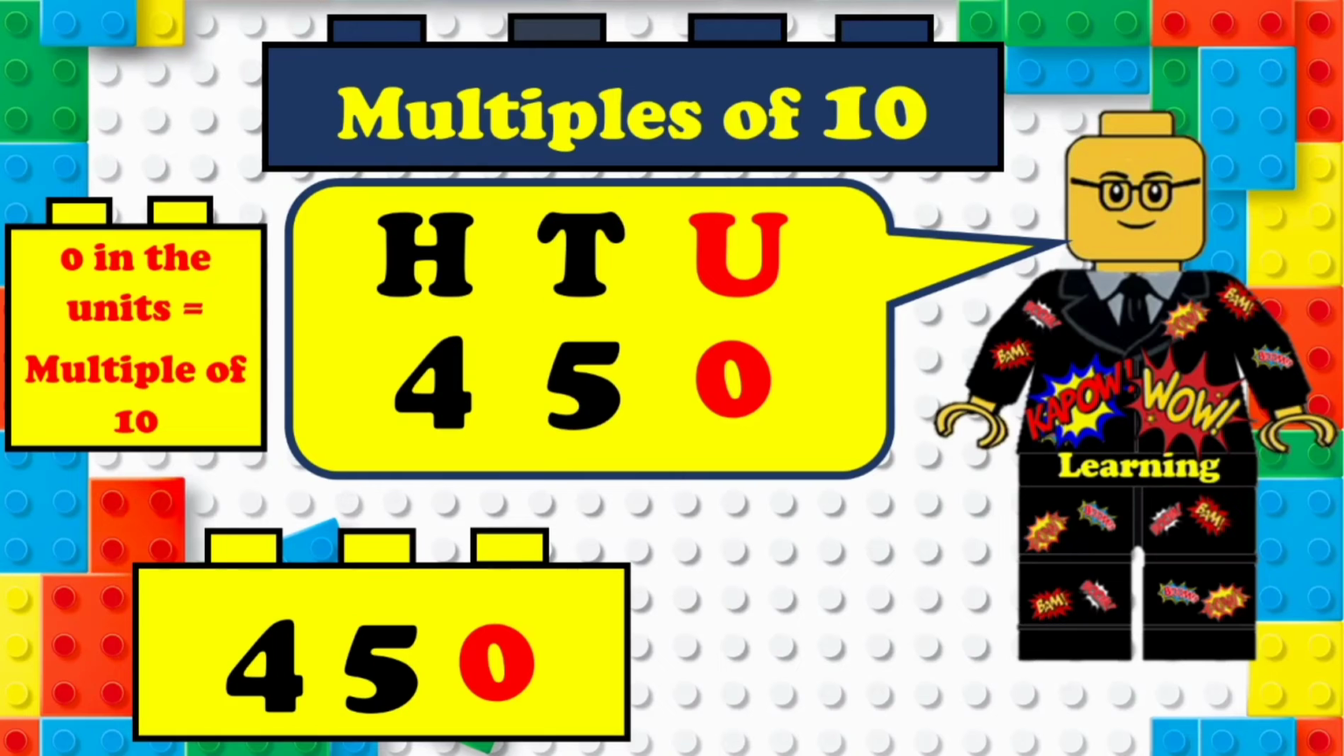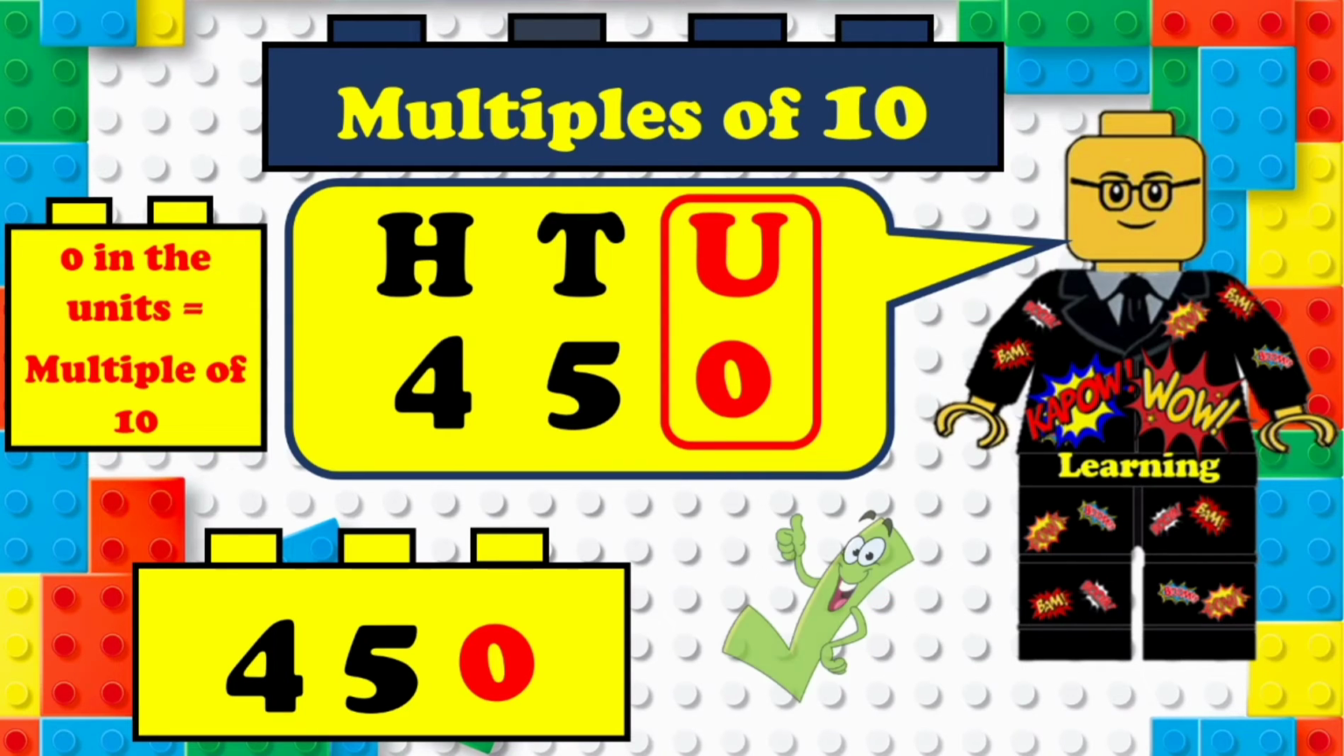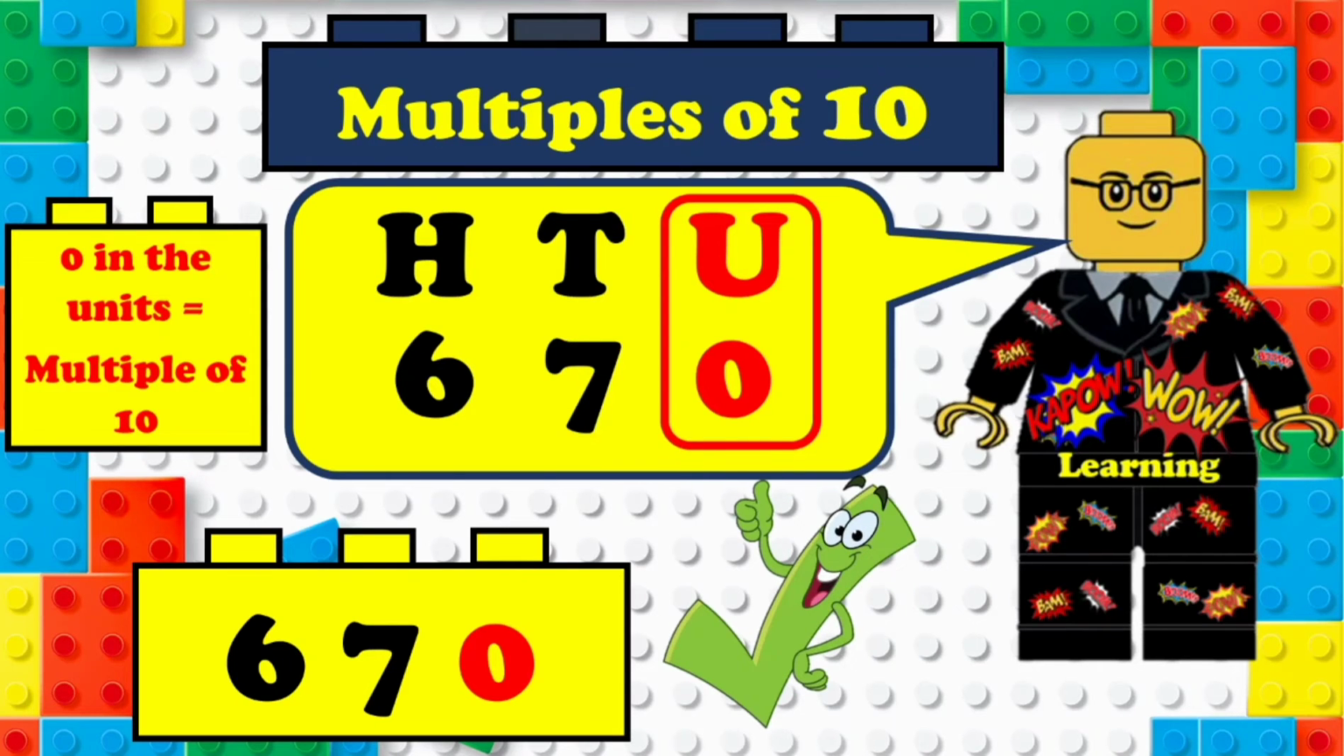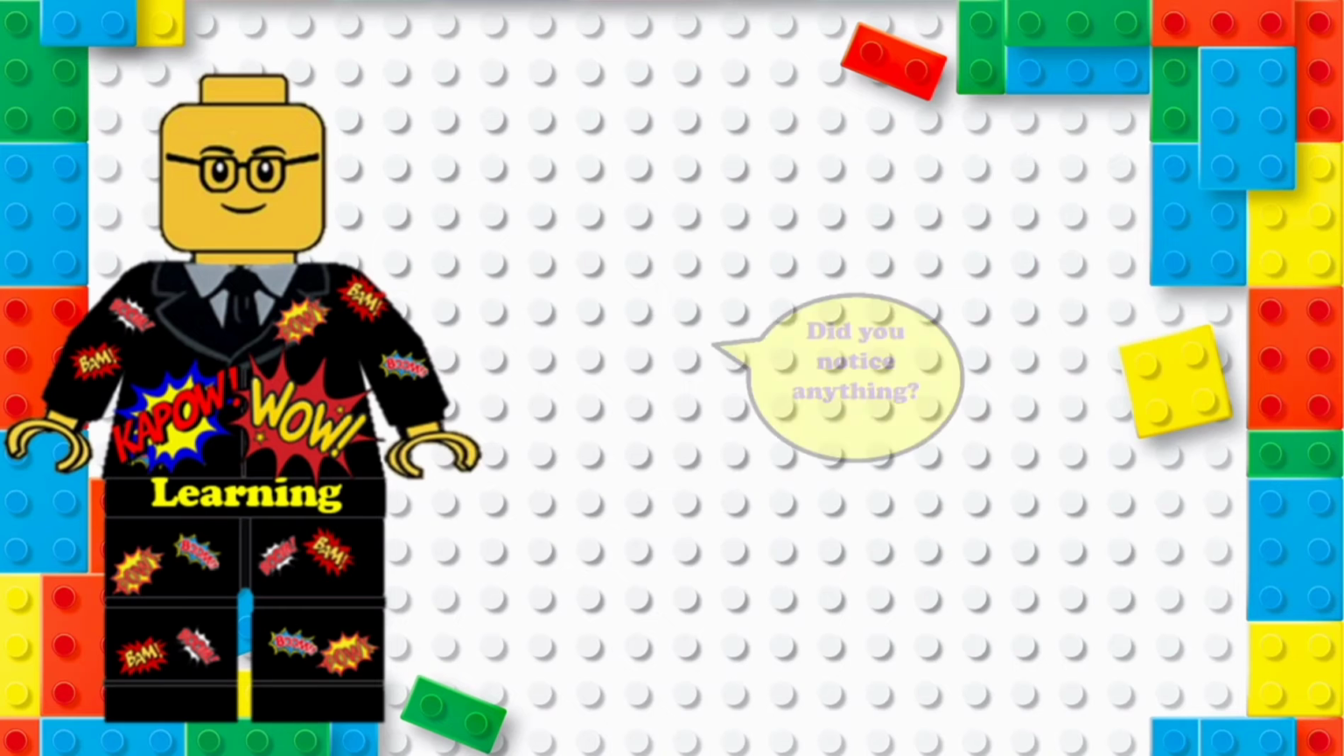Here's a number, 450. I've got my hundreds, tens, and units labeled. I'm going to look at the units, because a zero in the units means it's a multiple of 10. So 450 is a multiple of 10. Let's do another one, 670. Again, we've labeled the hundreds, tens, and units. I have circled the units, because if there's a zero in the units, it's a multiple of 10. So 670 is a multiple of 10.